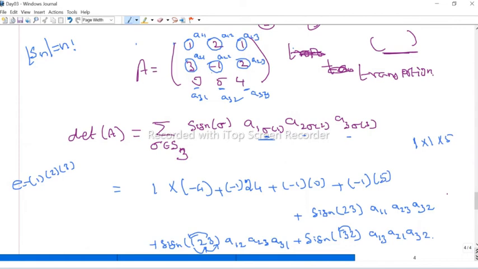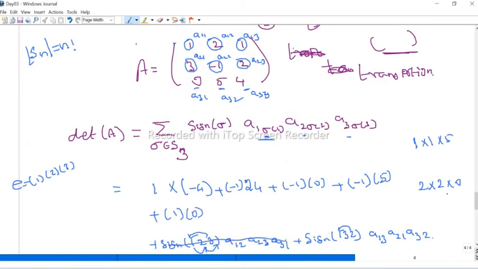So maybe I erase it. Now we did this one. Now sign of 1 2 3. Sign of 1 2 3 is 1 because it's an even permutation. Therefore the sign is 1 into A12. The value of A12 is 2, into A23 which is 1, and then A31 is 0. Therefore totally we get 0. Therefore we did this part.